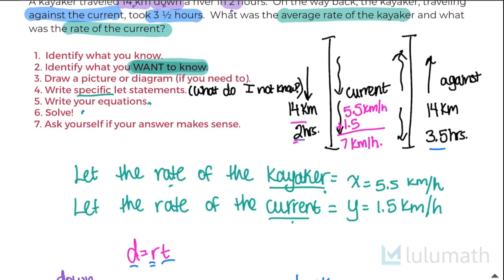Okay, now as the kayaker is going back, he or she is going 5.5 kilometers per hour, and the current is slowing him down by 1.5 kilometers per hour. Okay, so we can say here that 5.5 minus 1.5 is equal to 4 kilometers per hour. Well, 4 kilometers per hour for 3.5 hours will also get us a distance of 14 kilometers. So we know that our answer does make sense.